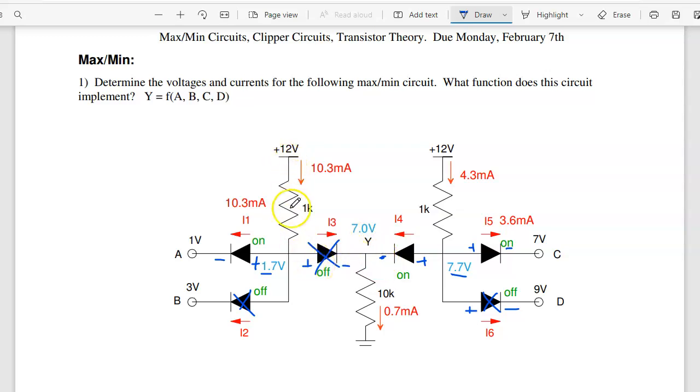I've got 12 going to 1.7 across 1K, 10.3 milliamps. 12 going to 7.7 over 1K, 4.3 milliamps. And 7 over 10K, 0.7 milliamps. This 0.7 milliamps has to come from somewhere.